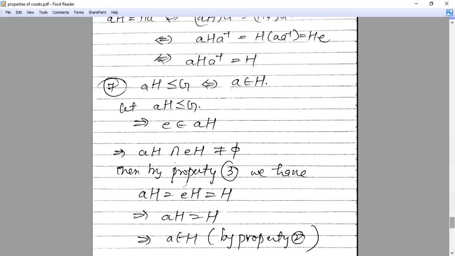In our next lecture, we are going to see Lagrange's theorem. These properties were very important before doing Lagrange's theorem. That's why I have given you all these properties and their proofs. After these properties of cosets, understanding Lagrange's theorem would be very easy.